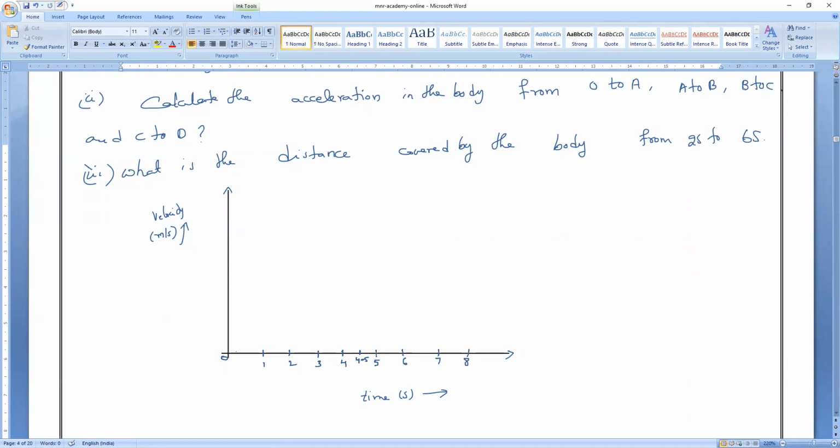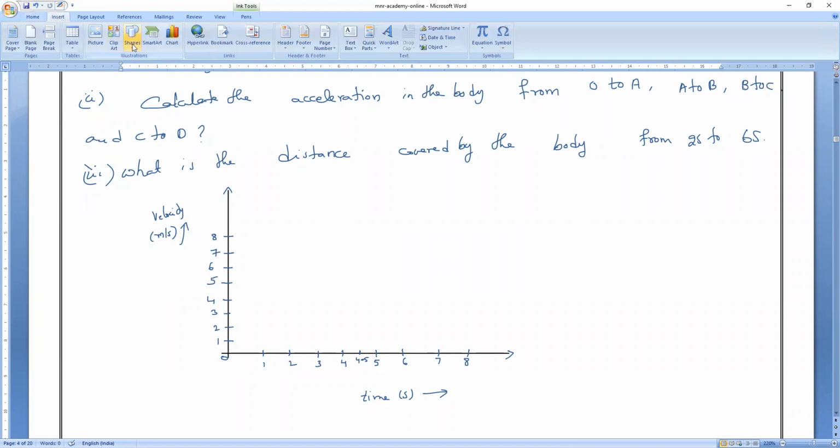Same way here, all of you. Velocity: 1 meter per second, 2 meters per second, 3 meters per second, equal distance, 4 meters per second, 5 meters per second, 6 meters per second, 7 meters per second, 8 meters per second. Any doubt, anybody? Please respond. All of you clear? Yes, sir.